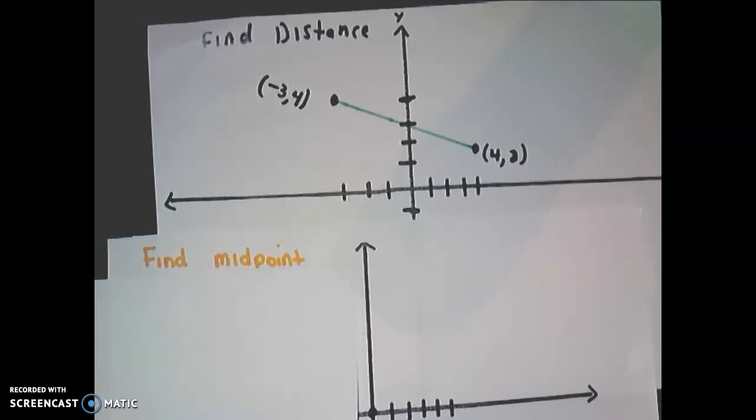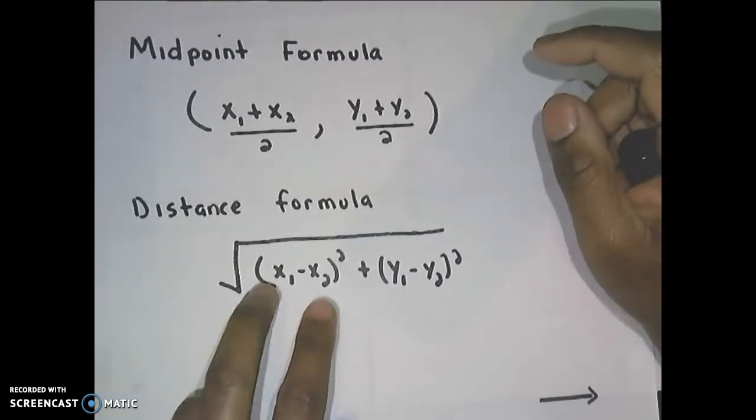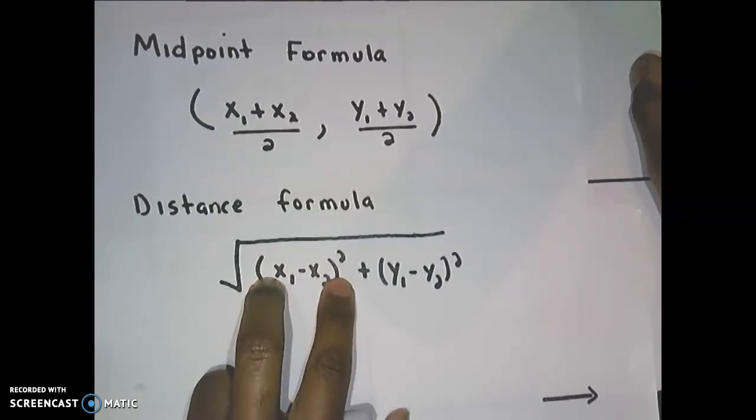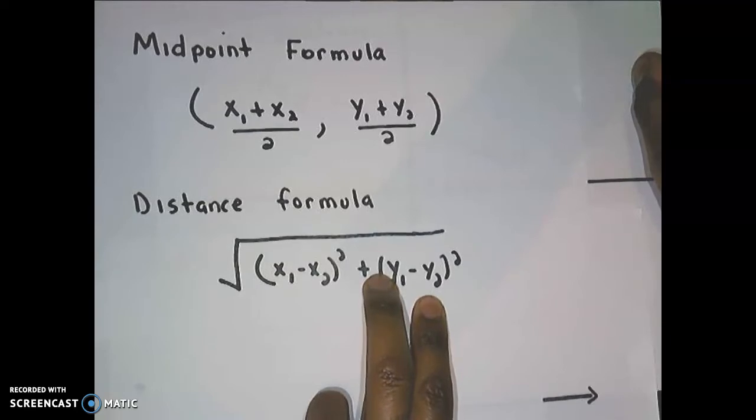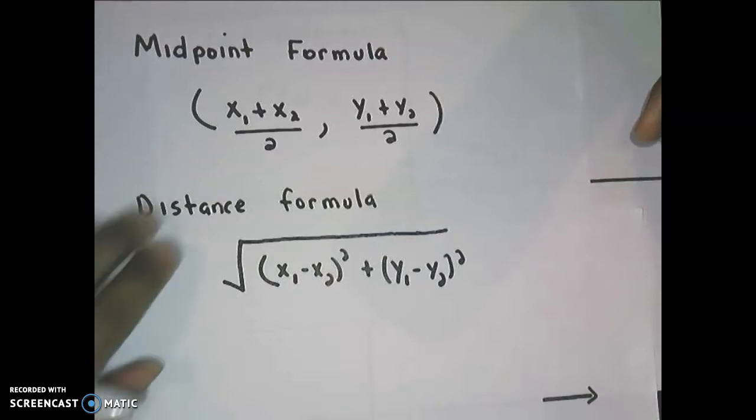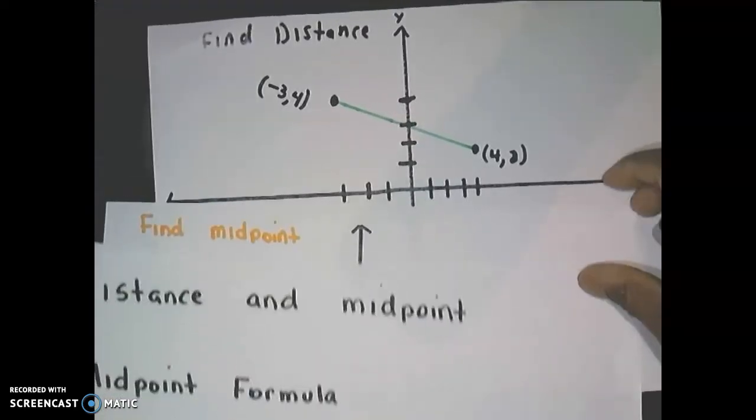So remember, with the distance formula, it's just a little bit different. So I'm going to go ahead and bring that formula back up. This time, instead of adding your x values, you're going to take the difference of your x values and square it. And then you're going to take the difference of your y values and square that. And then you're going to take the sum of those.